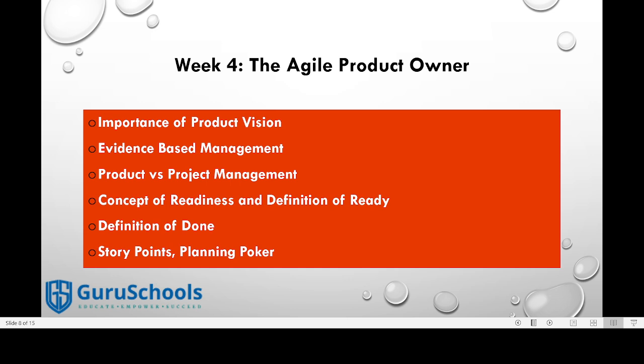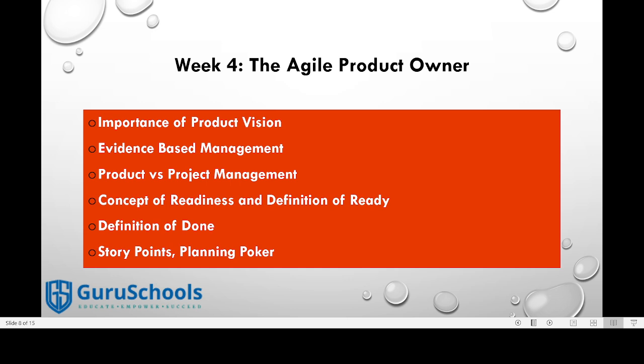What is the concept of readiness? What is the meaning of definition of ready when it comes to a product? What is the meaning of definition of done? All these concepts are important to understand as part of the process of product management, because unless one has clarity on those, one can't really successfully be a certified product owner.